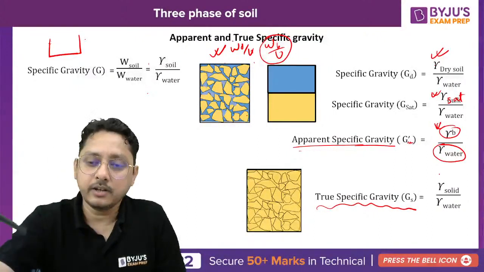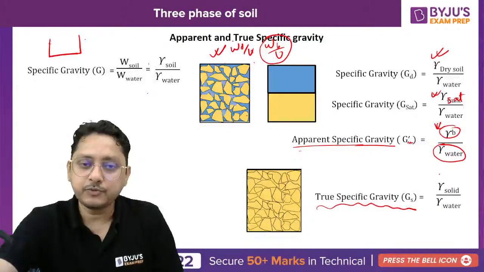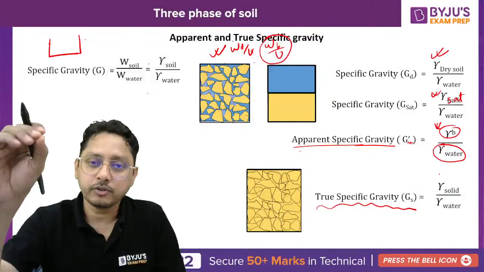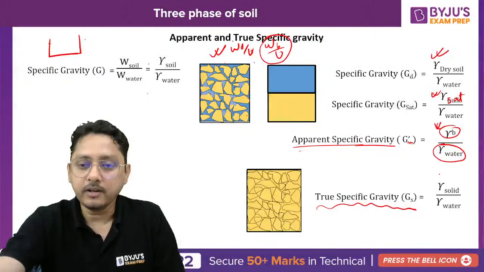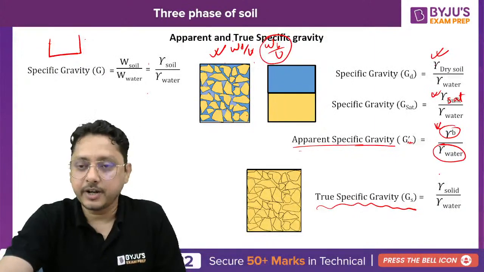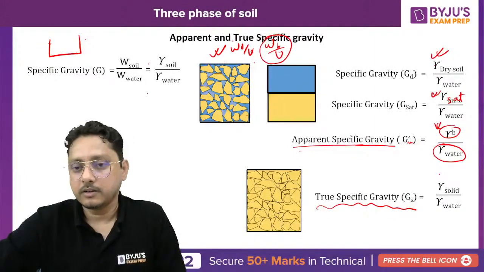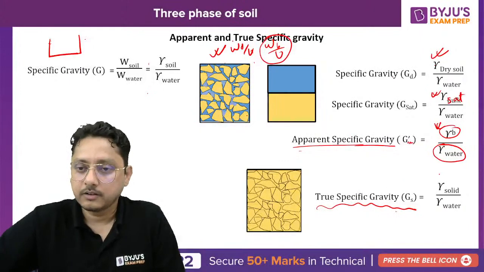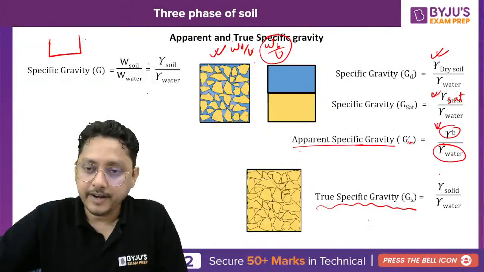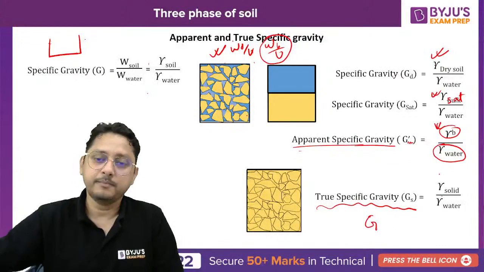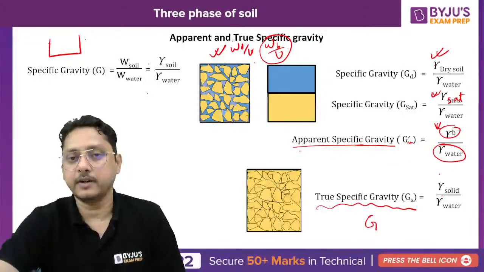Whenever we write a formula, we never specify the apparent specific gravity, because it keeps changing. It's a variable one. So the true specific gravity is represented in every formula. Although now we are not writing Gs every time, simply writing G, it represents our true specific gravity.